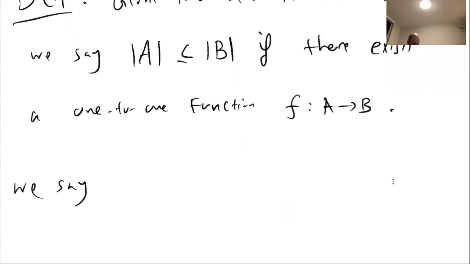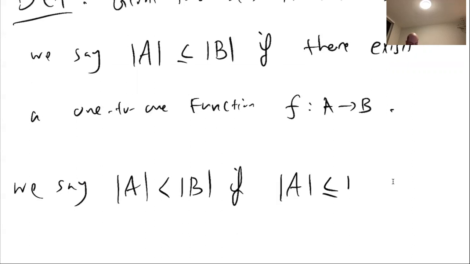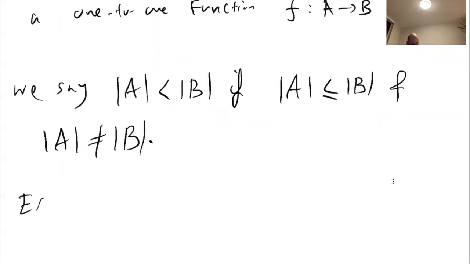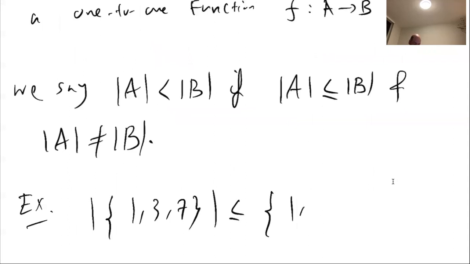We say that the cardinality of A is less than the cardinality of B if the cardinality of A is less than or equal to the cardinality of B and the cardinality of A is not equal to the cardinality of B. So it's a similar convention to what we have for numbers. When do we say that A is less than B? If A is less than or equal to B and A is not equal to B either. So for example, the cardinality of {1, 3, 7} is less than or equal to the cardinality of {1, 5, 10, 12}.